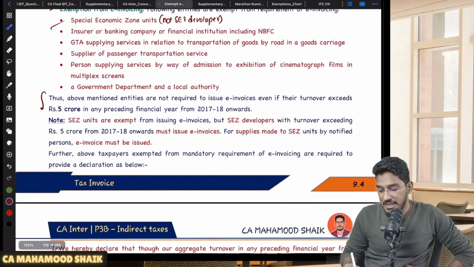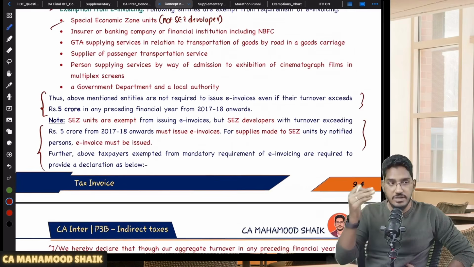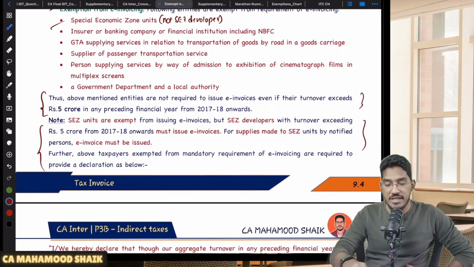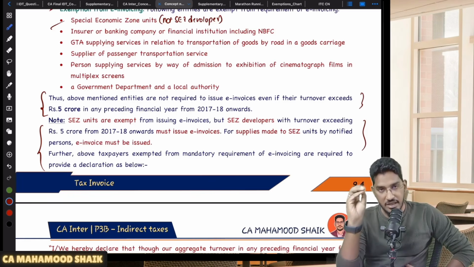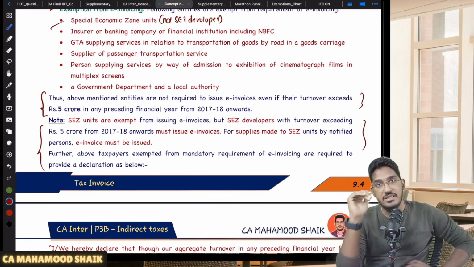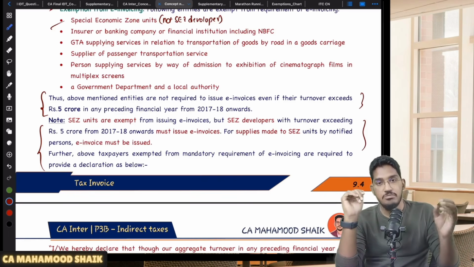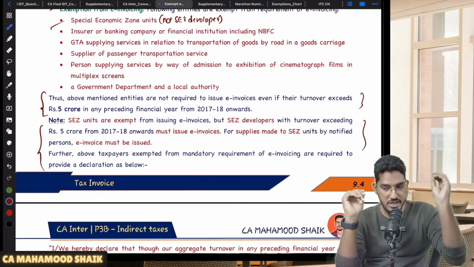And these people who have been exempted from e-invoicing, they have to make a declaration on their invoice. They will give a normal tax invoice. On that normal tax invoice, they have to give a declaration. What declaration do they have to give? They have to give a declaration that even though our aggregate turnover has exceeded 5 crores in any of the preceding financial years, still we are exempted from generating e-invoice.